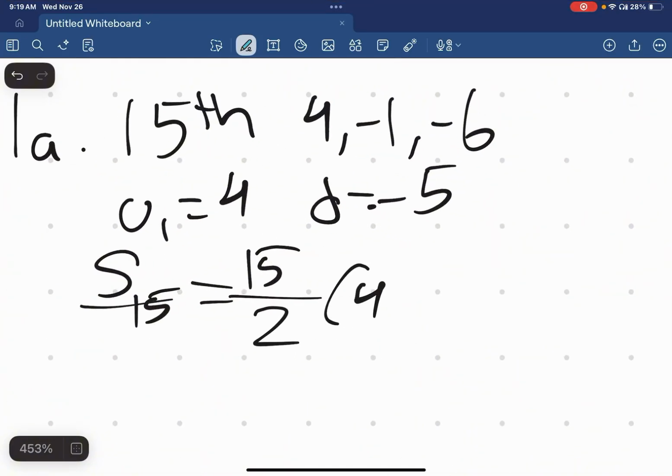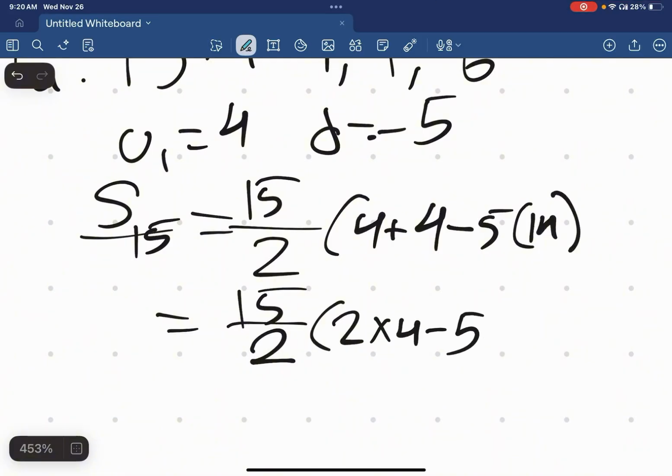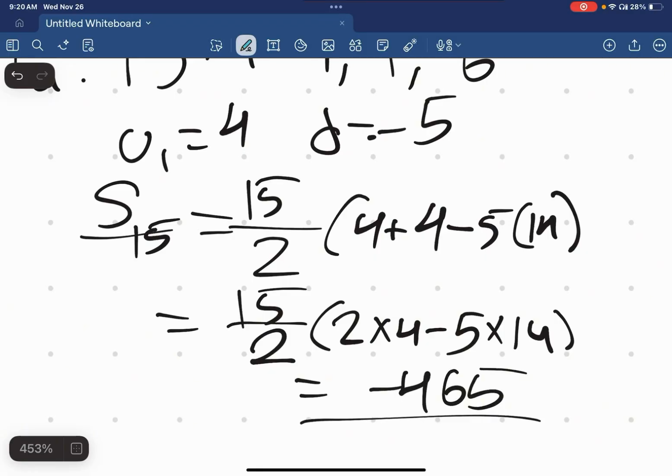So it's going to be 4, which is our u1 term, plus, and we can literally just create the formula from here for our u15th term. Plus -5. Well, actually, I should just make that a -5, minus 5 over 14, which is then just going to be equal to 15 over 2 times (2 times 4 minus 5 times 14), which gets us -465.